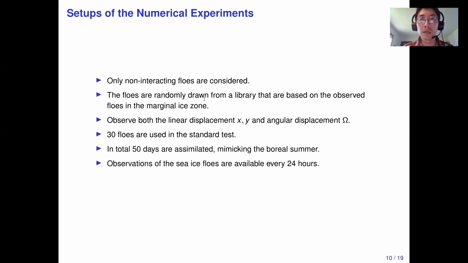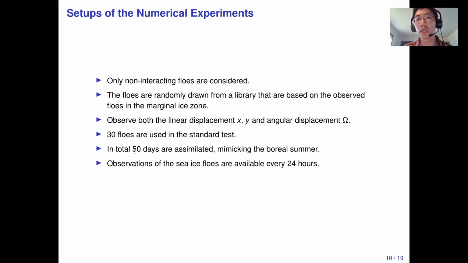About this part. And for the observations, we observe the linear displacement, the location x, y. Also, we observe the angular displacement, basically the angle omega, at two time instants. This is very different from traditional Lagrangian data assimilation, where only x, y can be observed. In our standard test, we have 30 floes, but later we will change this number to see what happens. In total, we assimilate 50 days, which mimics the Arctic summer.